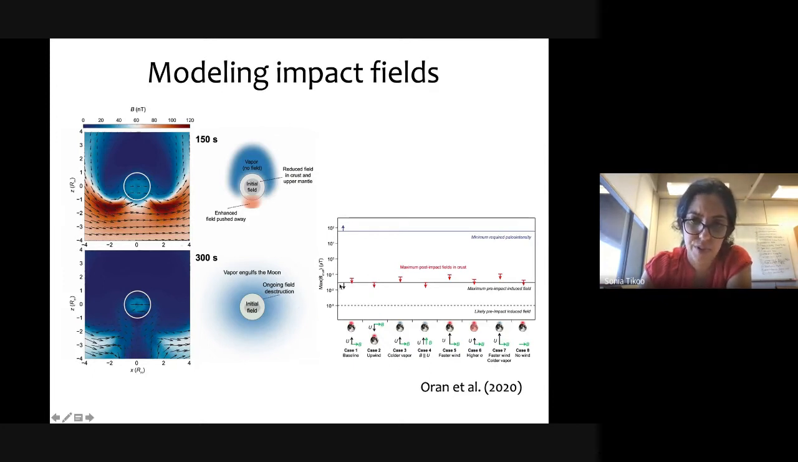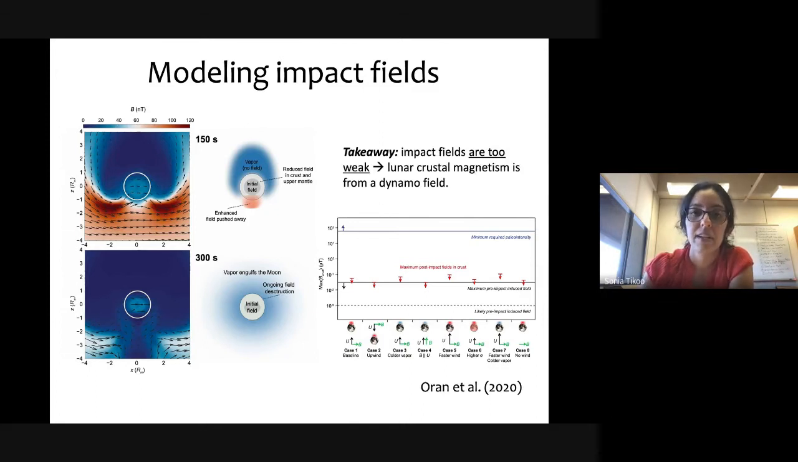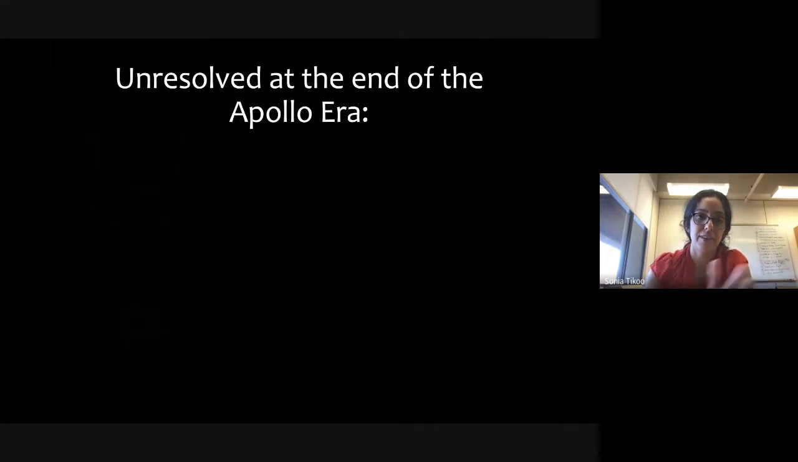Generally, the fields that are produced are less than 100 nanotesla, which is very weak and certainly much weaker than the paleo intensities that we've retrieved from Apollo samples. And so what this is telling us is that there very likely had to be a dynamo operating on the moon to produce the magnetization that we see in rocks and in crustal anomalies. So nevertheless, that was a very recent study.